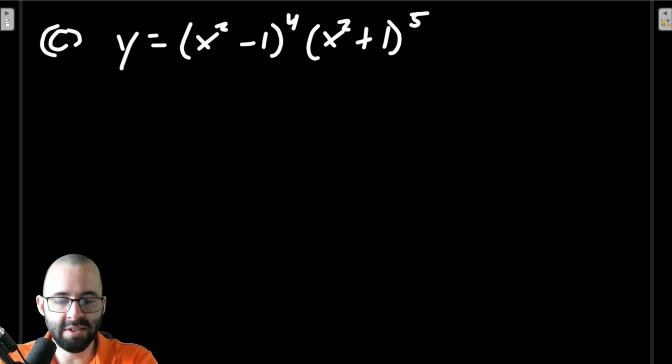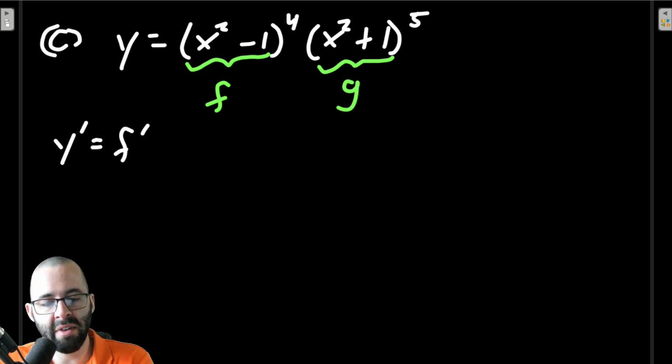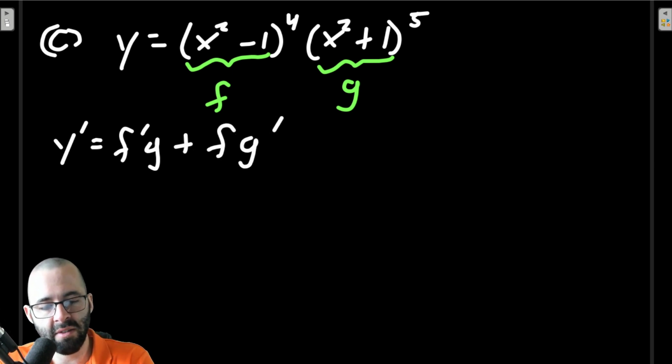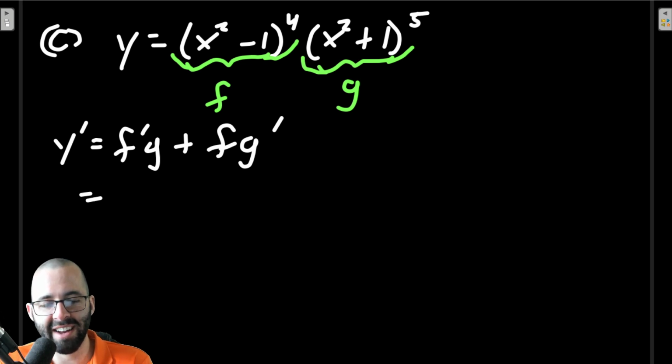So, let's use the product rule. This will be our f. This will be our g. And the derivative is going to be the derivative of the first function, f prime, times the second function, plus the original first times the derivative of the second. Just keep writing the product rule every single time. And then we have to look at, oh, hold on, let me be a little careful here. F is this whole function. G is this whole function, including the exponent.